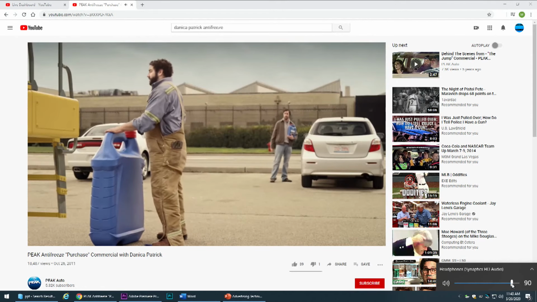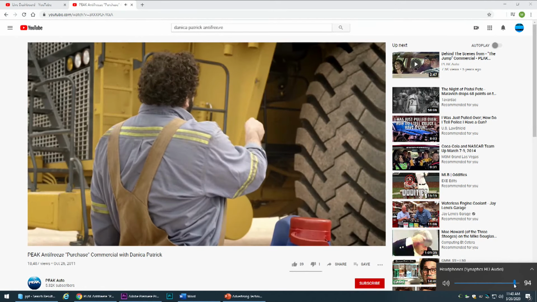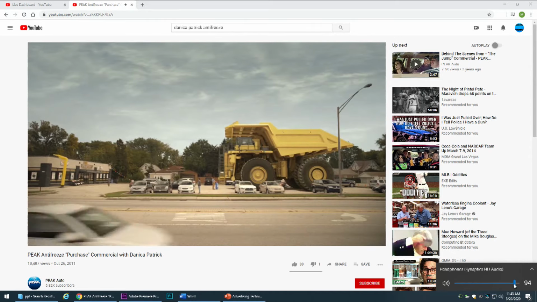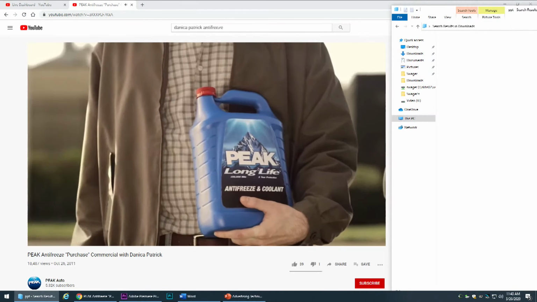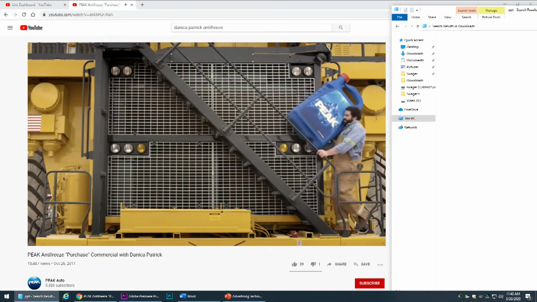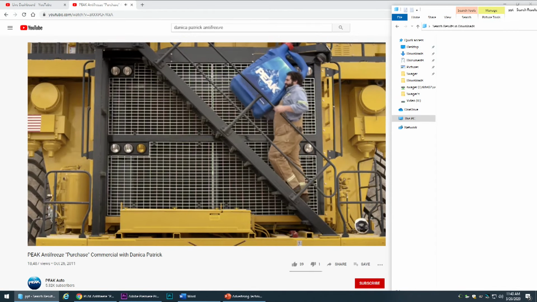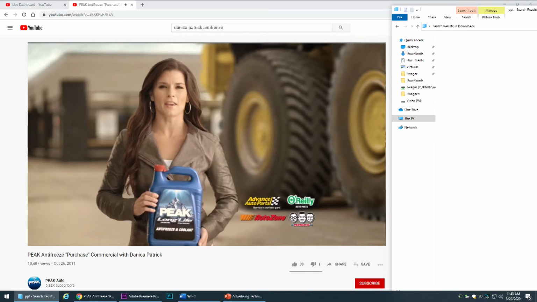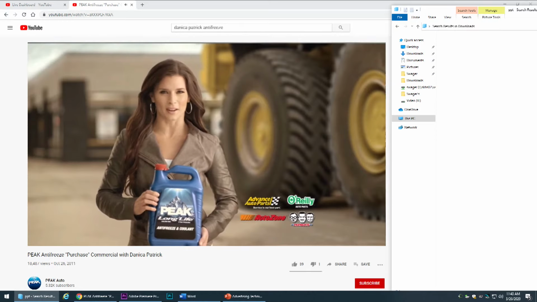Miners trust the makers of Peak Antifreeze to protect their 600-ton ore haulers from extreme conditions. You can trust Peak Antifreeze's unique formula to help protect your engine from costly repairs. Peak Antifreeze. Protect your ride, no matter what you drive. Peak Antifreeze. When you peak, you win.